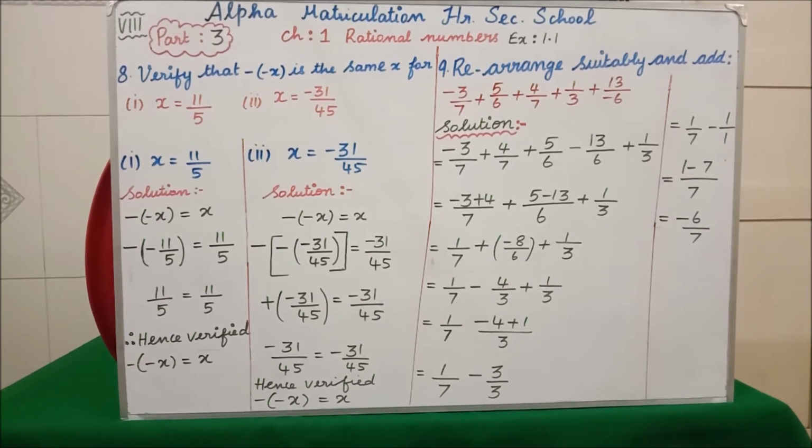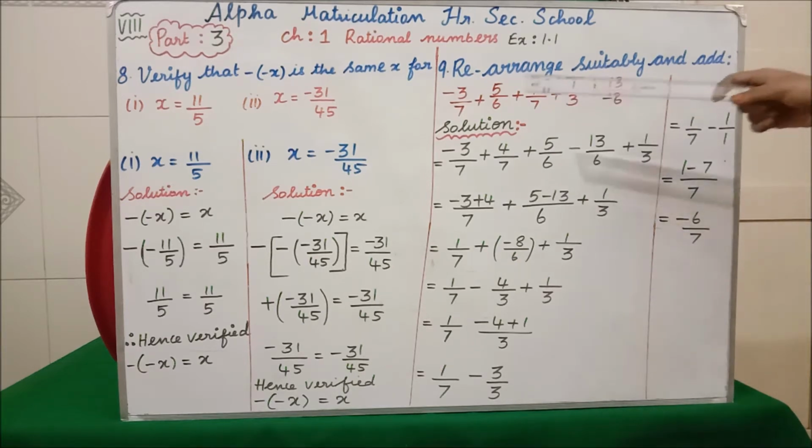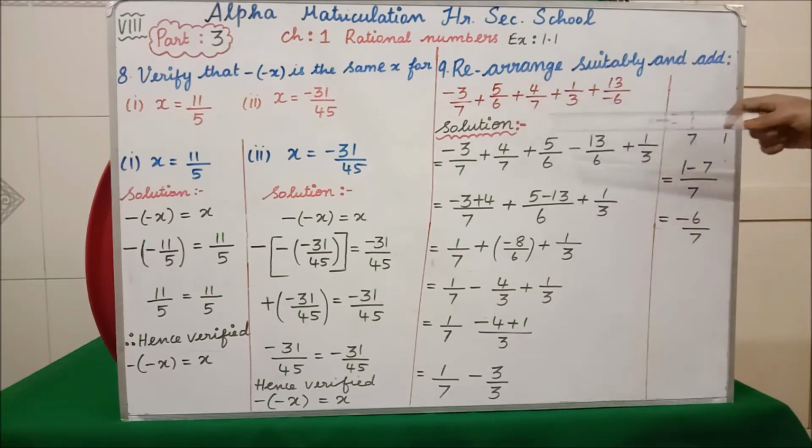Okay. Now we'll see the ninth question. The heading of the ninth question is: rearrange suitably and add. What are they saying? First we have to rearrange the given question. Then only we have to add. That only they are saying in this question. Okay, now this is our question: minus 3 by 7 plus 5 by 6 plus 4 by 7 plus 1 by 3 plus 13 divided by minus 6.